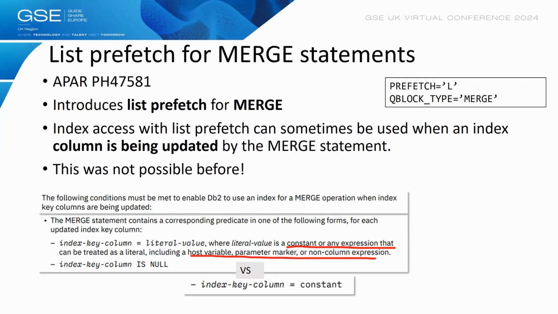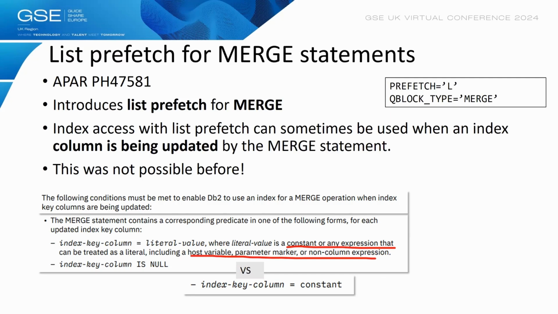But when I started talking about that, some customers told me, well, yeah, MERGE is nice, but it really doesn't support index access if you update an index in the MERGE statement. I was not aware of it. Then I looked into the documentation and it was there. And this APAR actually introduced this list prefetch format for MERGE, which allows index access to now be used even in MERGE.